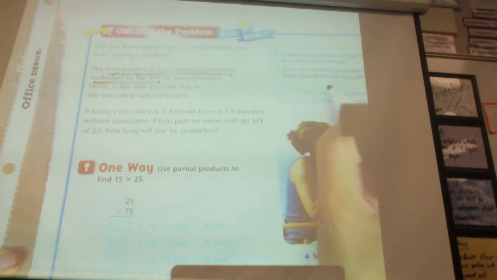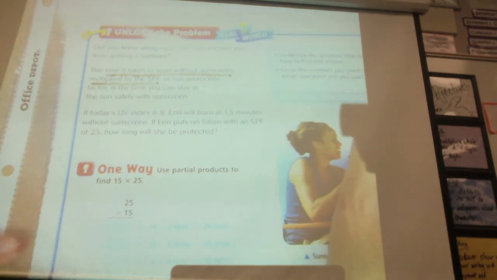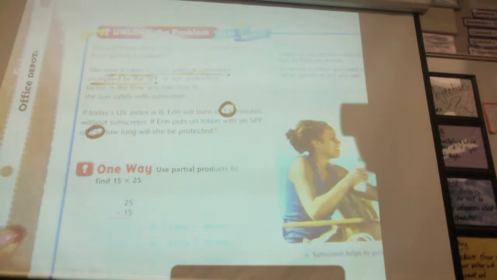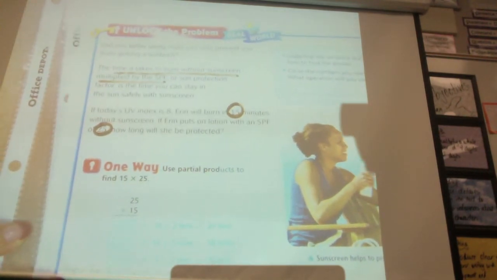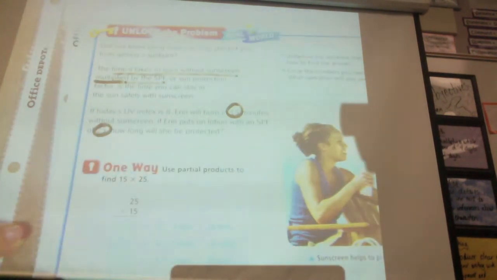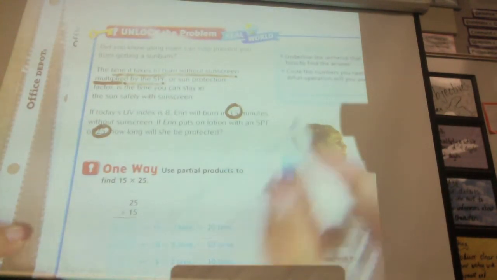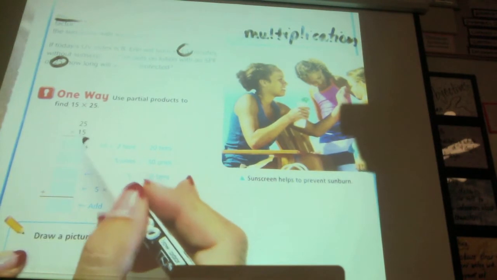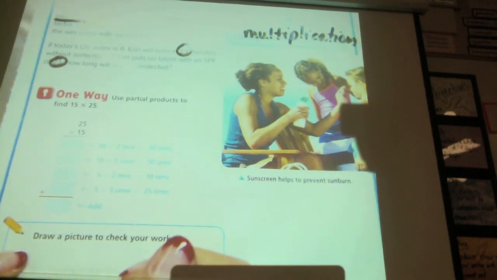Then it says, circle the numbers you need to use. We're going to multiply the 15 minutes times the 25 SPF. And then the last question says, what operation will you use? It tells us right here, what operation are we using? Multiplication. Go ahead and catch up with your pencil. Okay, so we need to multiply 25 times 15, and we can choose different ways to do it.